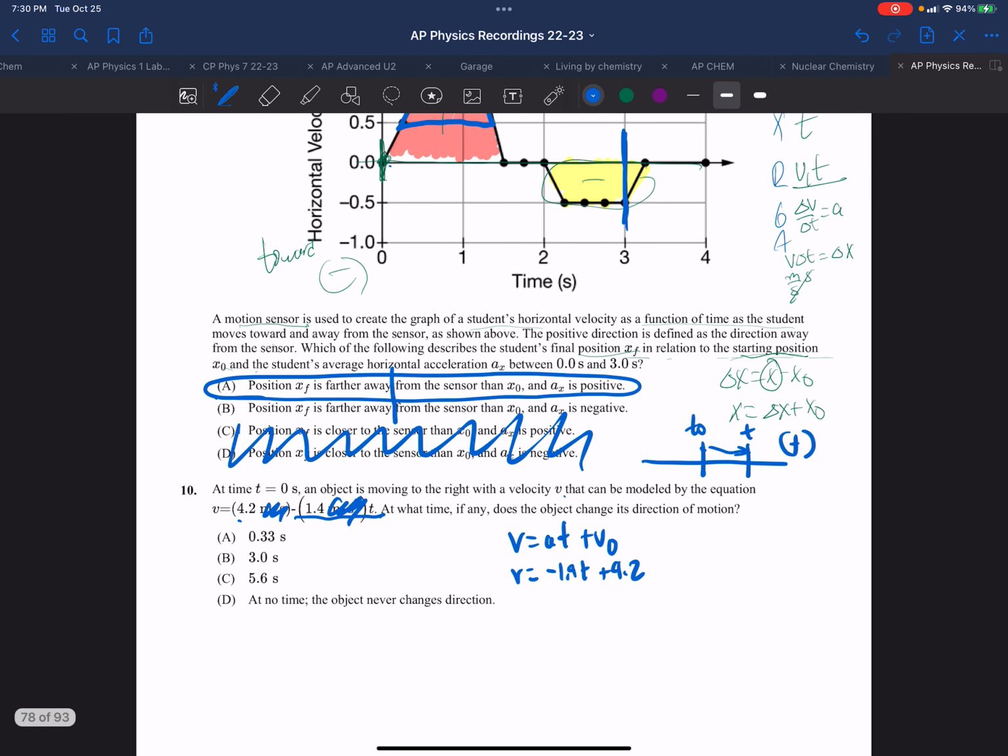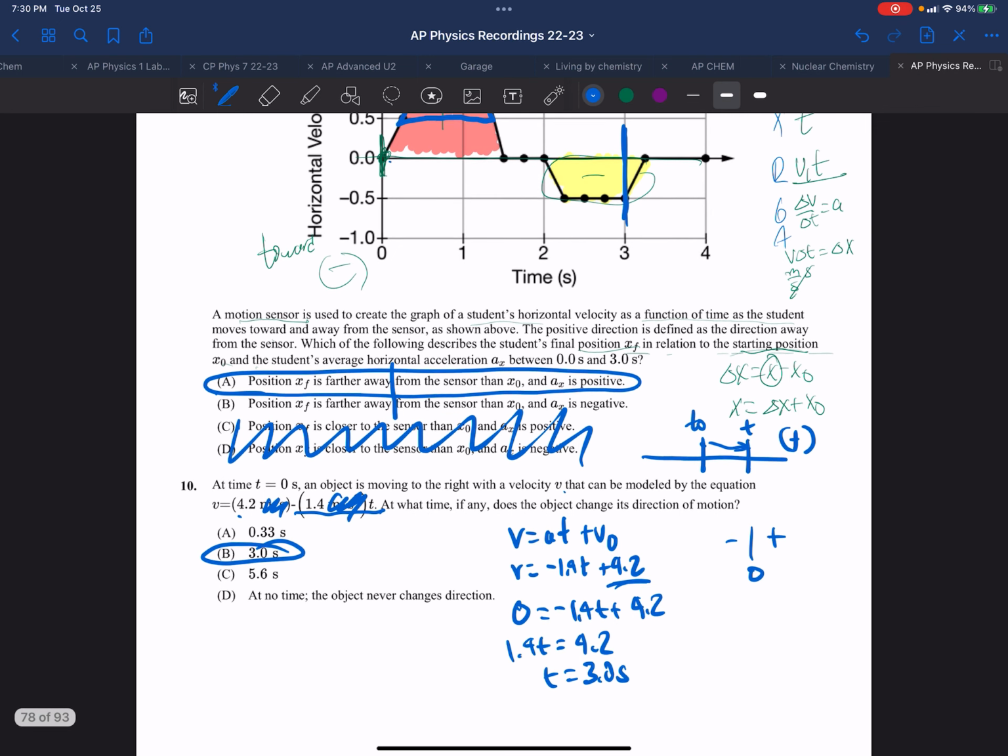Now, its current velocity is positive 4.2. So we want to know at what point the velocity is going to switch from being positive to negative. And that switch occurs when the velocity is 0. So 0 equals minus 1.4t plus 4.2. 1.4t equals 4.2, and t equals 3.0 seconds. And that's that question.